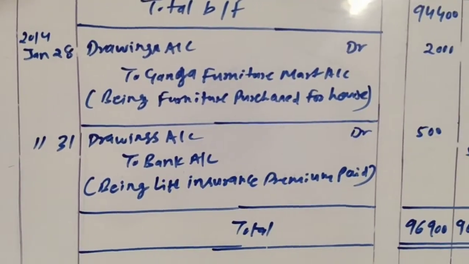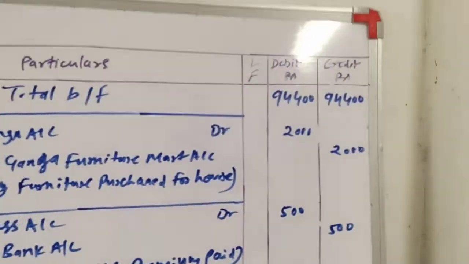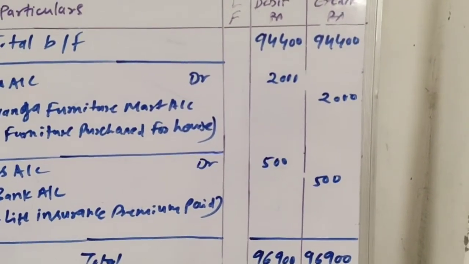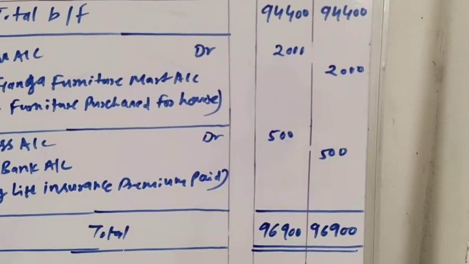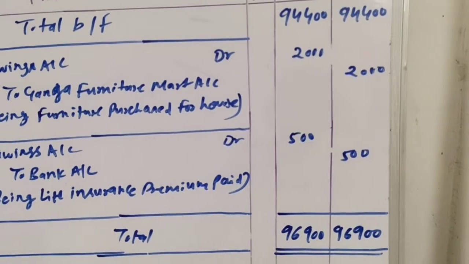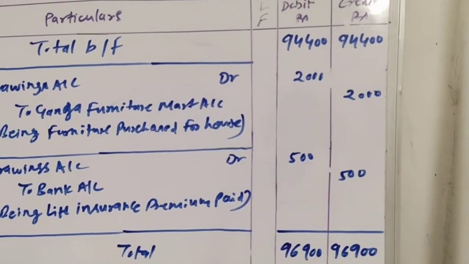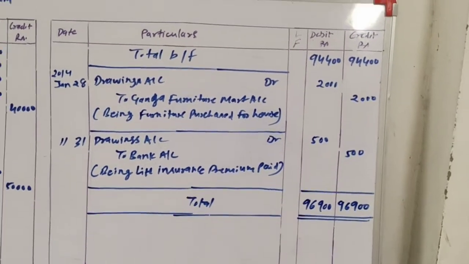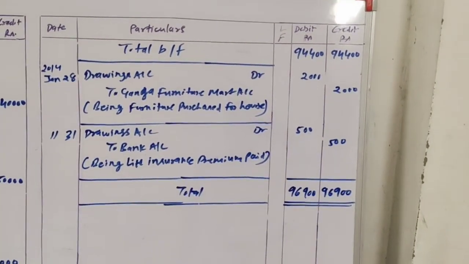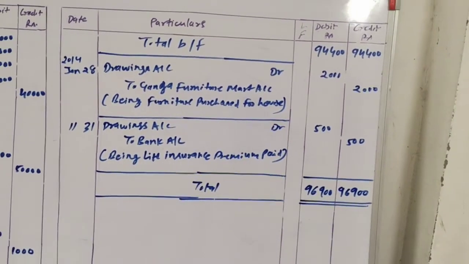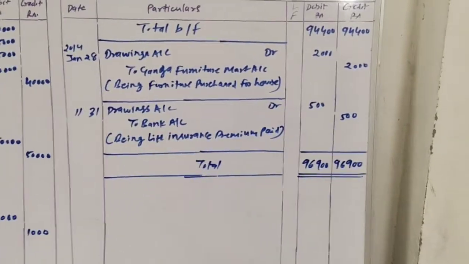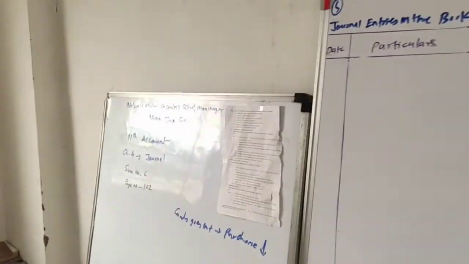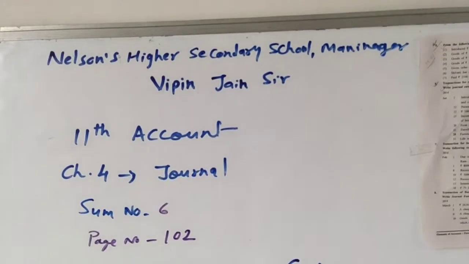Now what we have to do, we have to make the total. Earlier the total was 94,400, and after adding the amount of these two transactions, the total comes to 96,400, and we will make the total and write in the particulars column total. So this is all about sum number 6. So here we have finished up to sum number 6.